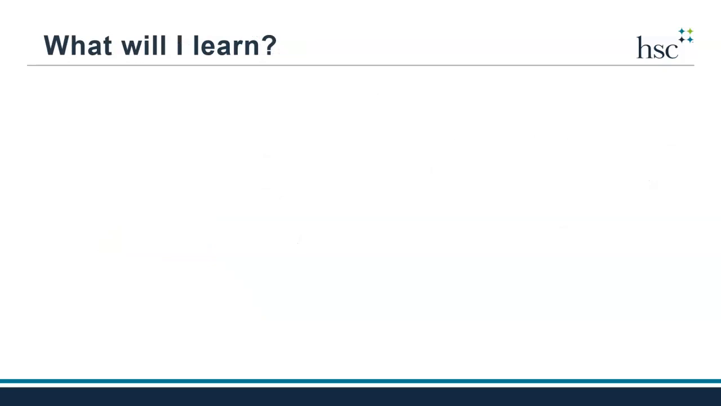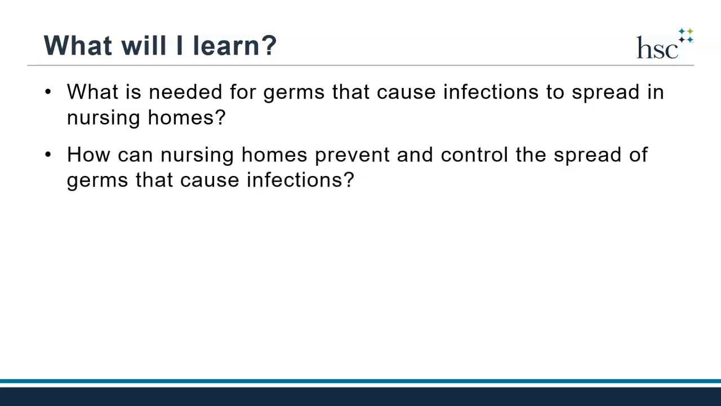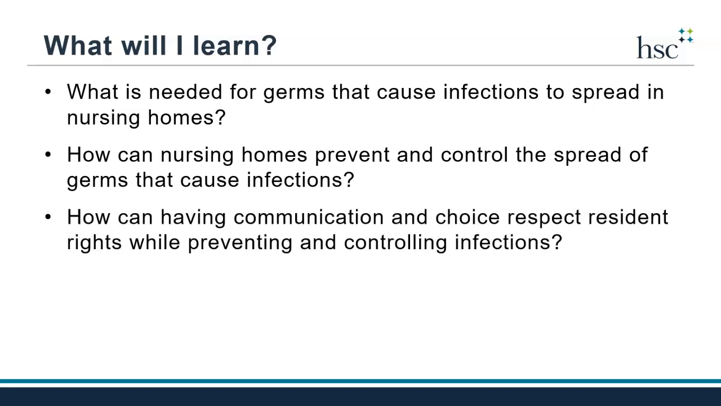After this lesson, you will be able to answer the following questions. What is needed for germs that cause infections to spread in nursing homes? How can nursing homes prevent and control the spread of germs that cause infections? How can having communication and choice respect resident rights while preventing and controlling infections?